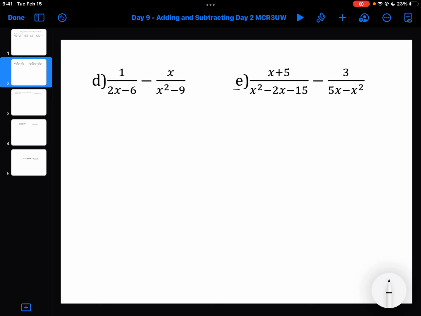Here I've got another two examples, a little bit more complicated factoring in order for me to create the common denominator, or I have to factor first before I can create the common denominator. So let's take a look at D. My first fraction, all I can do is common factor out a 2.